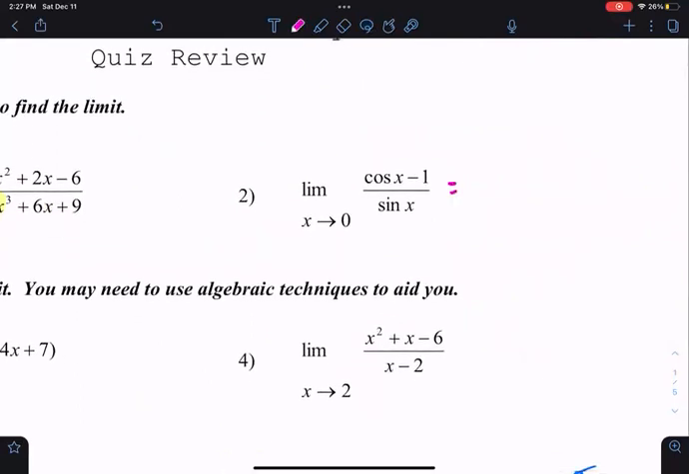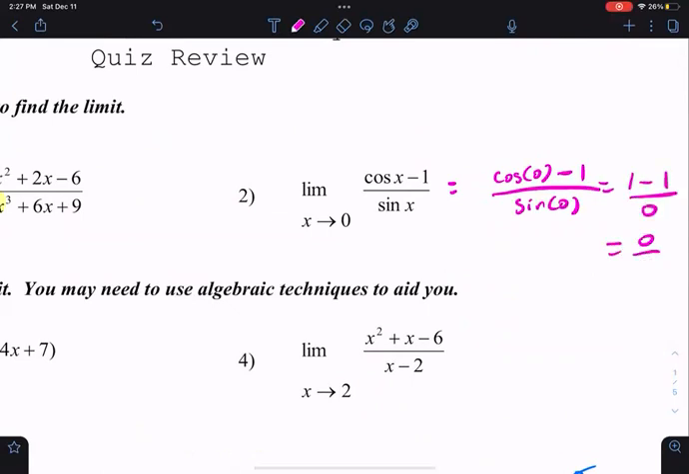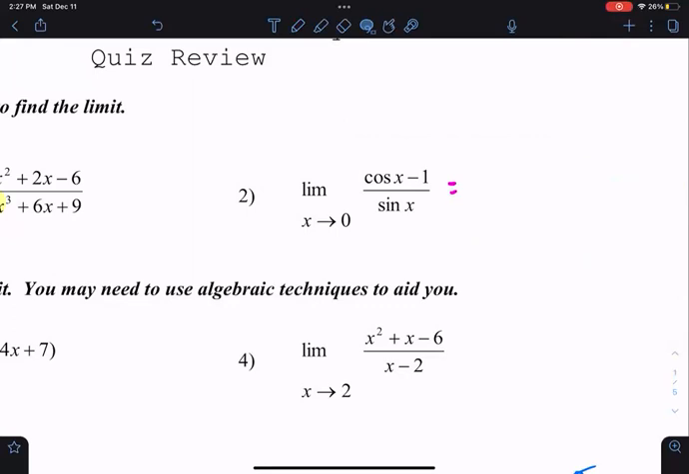So if you plug 0 here, you know cosine 0 is gonna be 1, right? And sine of 0 is 0. So this is gonna be 1 minus 1, right? Over 0. So this is 0 over 0. You have that indeterminate form. You don't want that. So you need to take, in reality, you have to do L'Hopital's rule here, right?